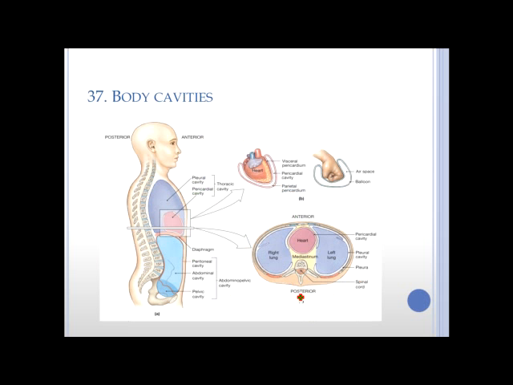Body cavities. Again, here comes the anterior and posterior. You have the pleural cavity, you have the pericardial cavity, which houses the heart. The pleural cavity houses the lungs. You have the abdominal pelvic cavity, and then in it you have the peritoneal cavity. Pelvic cavity, it's the same one, kind of dips down. You'll be aware of all these structures.